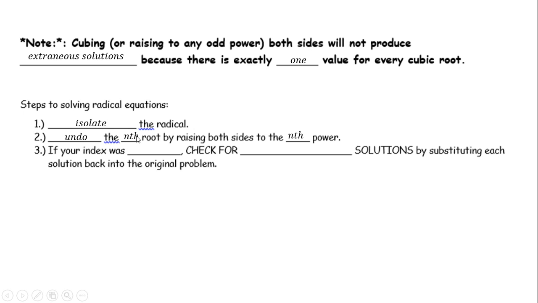So for example, if it's a cubed root, you're going to cube both sides. If it's a 4th root, you're going to raise it to the 4th power. If your index was even, you're going to check for your extraneous solutions by plugging your solutions back into the original problem. And once we do a couple of these, that'll start to make sense.